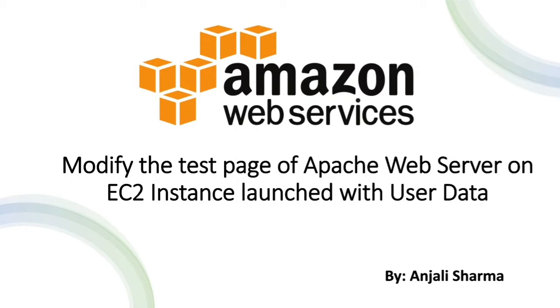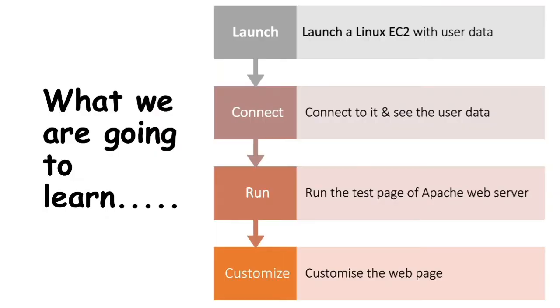So first let us have a glance at what we are going to study through this video. Of course, we will be launching our EC2 instance, but this time we will be using the user data script so that we can launch our instance installed with Apache Web Server. Then, of course, we will be connecting to it and we will be visualizing our user data. And then we will be running the test page. That means we will be testing whether the installation of Apache web server has been done perfectly or not. And then, of course, we will be seeing how we can customize the web page.